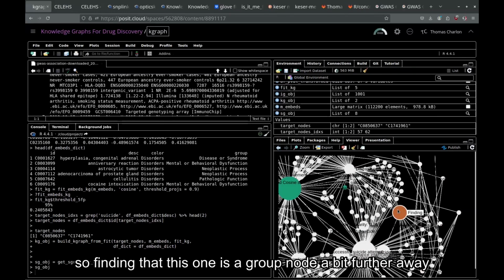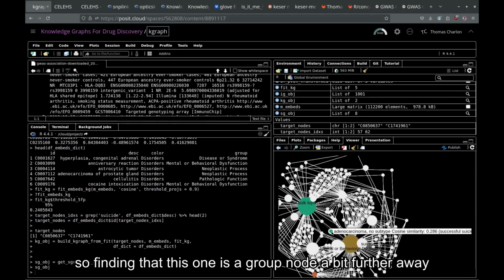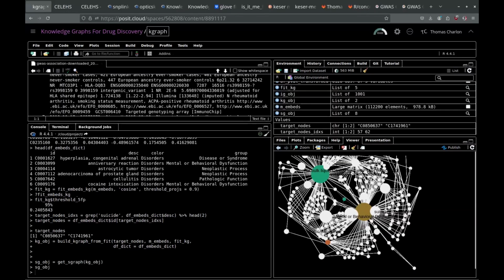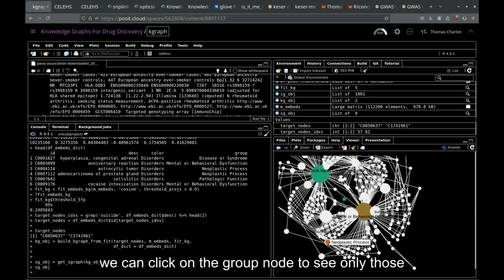This is the finding. This one is a group node a bit further away. We can click on the group node to see only those.